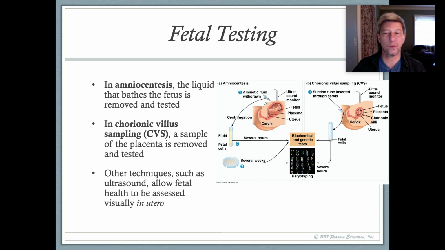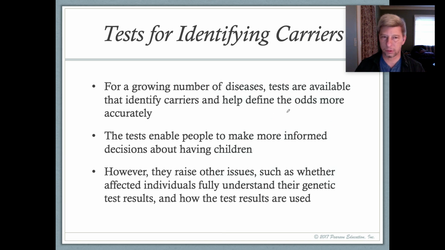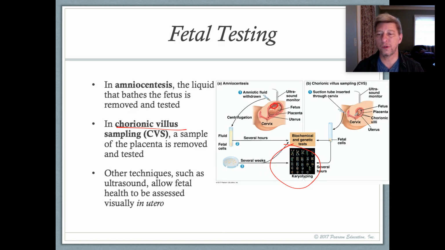Amniocentesis is when they remove the liquid from inside the amniotic sac. So you can see the syringe going into the mother's abdomen, right through the wall of the uterus and the placenta, withdrawing that fluid. Skin cells from the baby inside that fluid can be tested and looked at and formed into a karyotype. In chorionic villus sampling, a sample of tissue is removed directly from the chorion, which is the lining of the placenta, and that can be tested genetically as well.